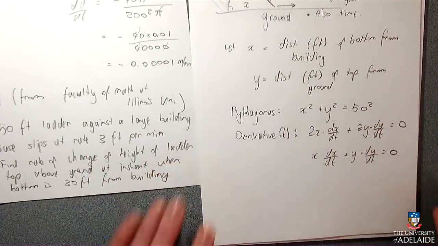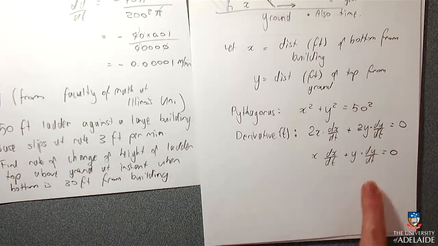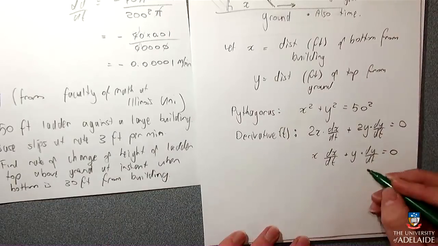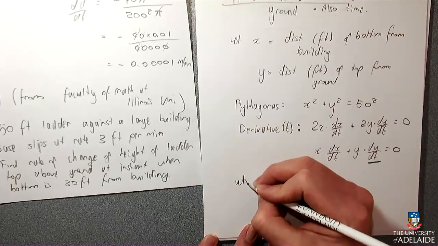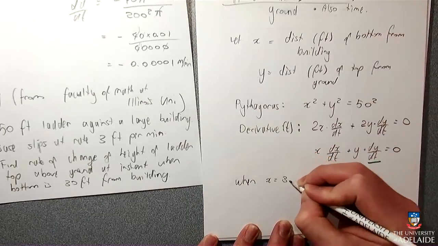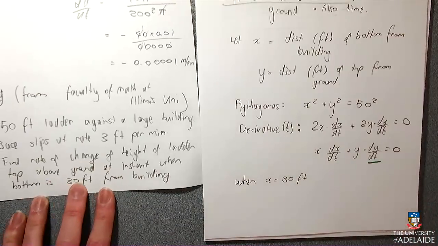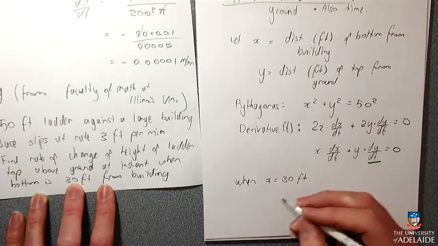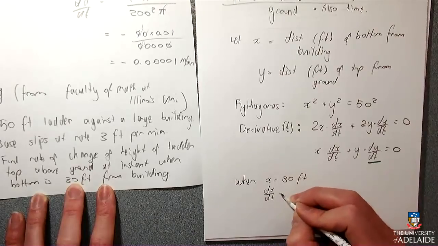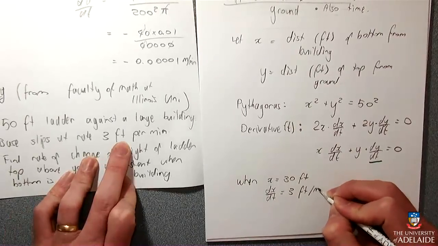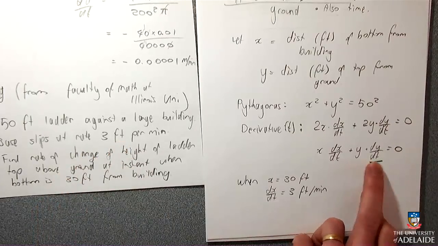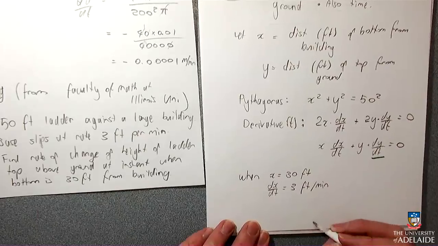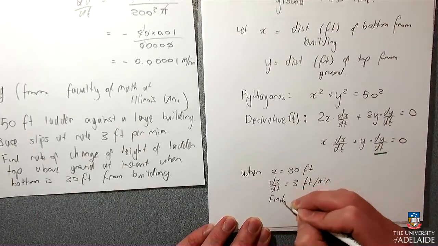Okay, so my goal is to figure out this one, that's the goal there. And so I'm going to need to know what all of these other things are. So what have we got? We've got x is 30 feet, according to the problem. At the moment, that's how far that is. We've got dx on dt is 3 feet per minute, according to this. We're going to need to know what y is if we want to know what dy on dt is. So we're going to have to find y.